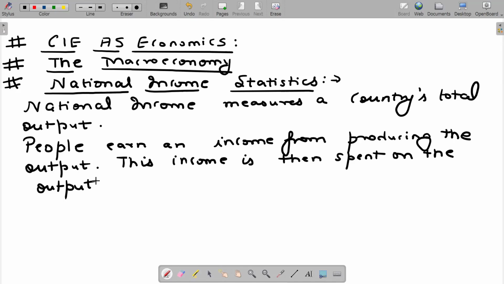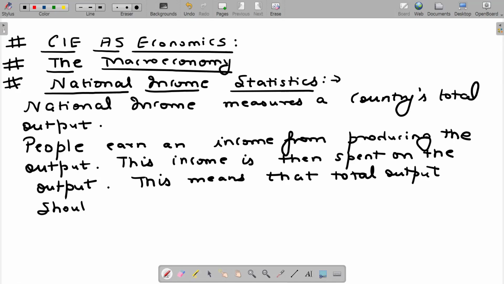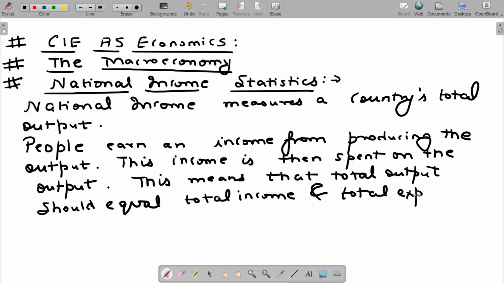Whatever income will be earned by the households in the form of rent, wages, interest, or profits, what will the households do with this income? Households are going to use this income to buy goods. So this income is then spent on the output. This means that total output should equal total income and total expenditure.